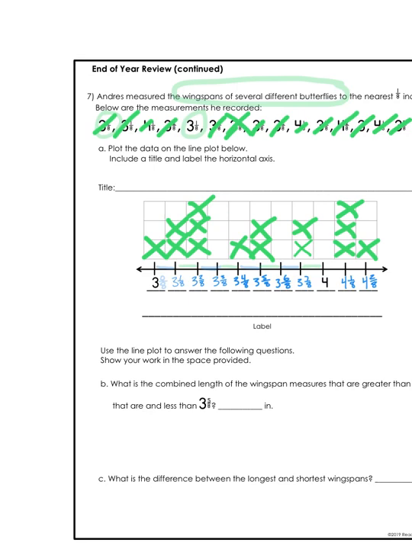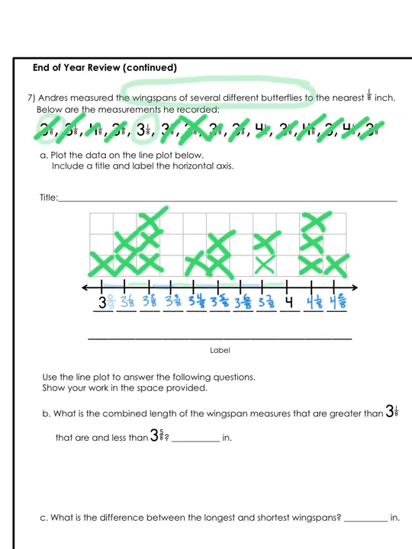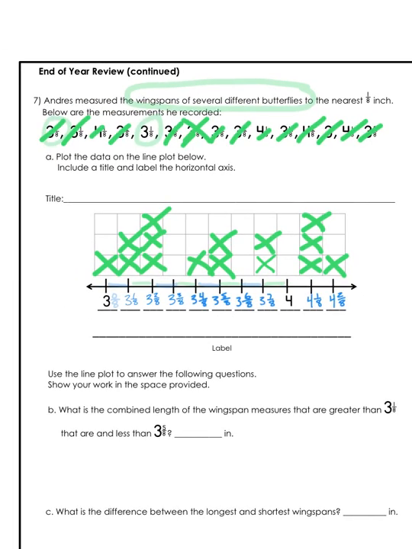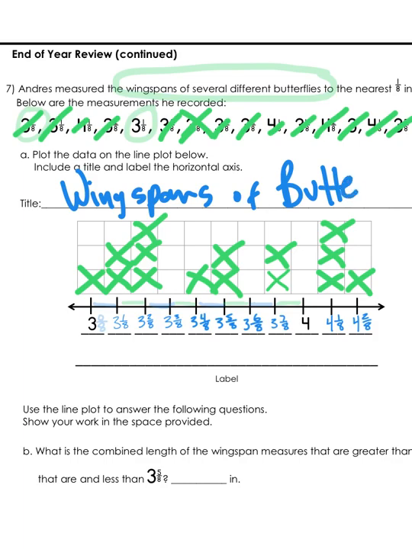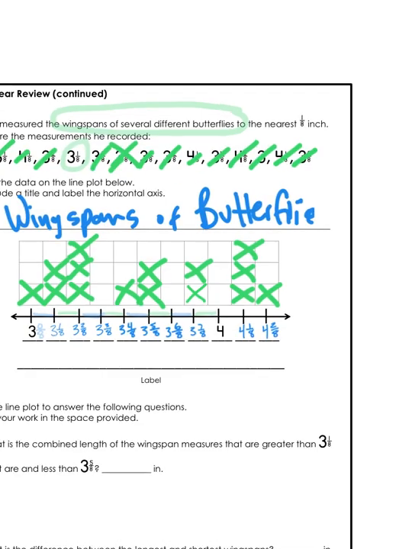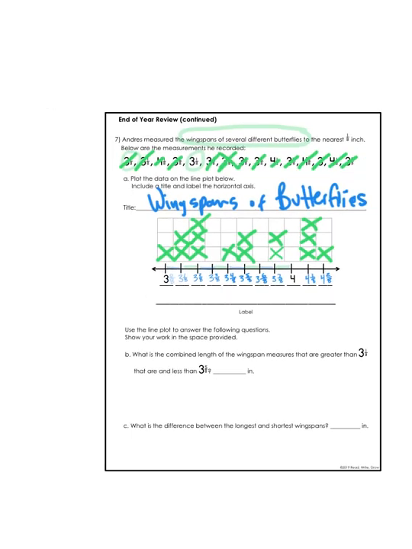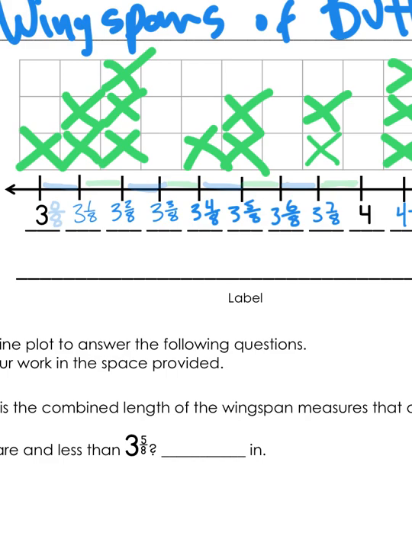Now, before we go any farther, we need to title and label this line plot graph. What was Andreas measuring? Well, he was measuring the wingspans of several different butterflies. So we could write wingspans of butterflies. There we go. And then down here, the label tells us what the numbers represent, and it's inches.